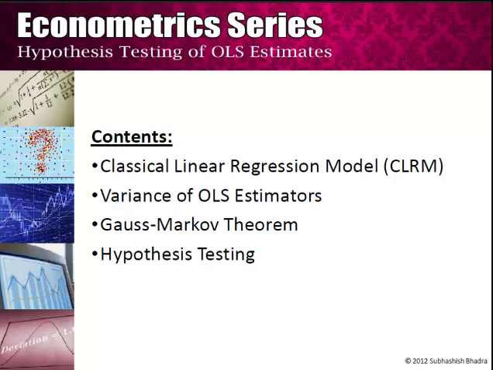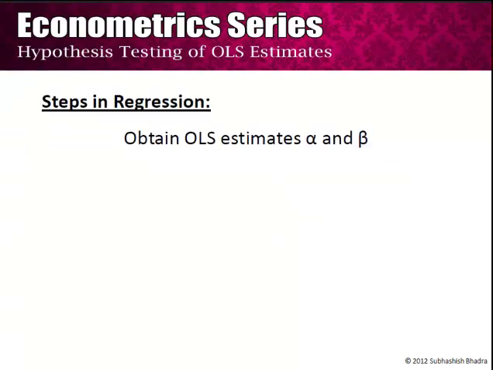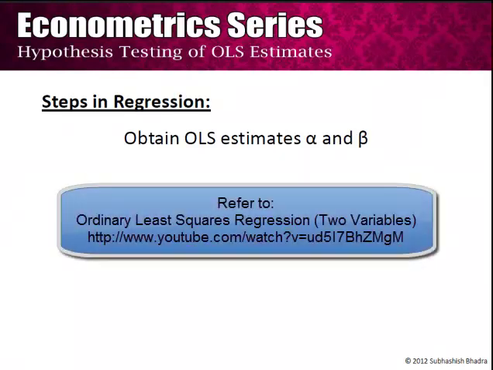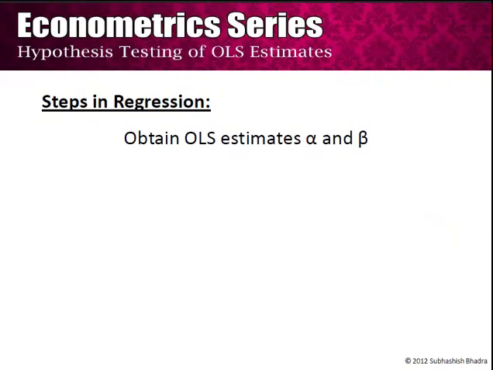Firstly, we will talk about the classical linear regression model or the CLRM. Using that, we will talk about the variance of OLS estimators. Then we will talk about the Gauss-Markov theorem, and finally we will lay out the basic methodology of doing hypothesis testing. So the steps in regression, if you were to put it, would be to first obtain the OLS estimates alpha and beta. The methodology for doing this has been laid out in another module that we have talked about.